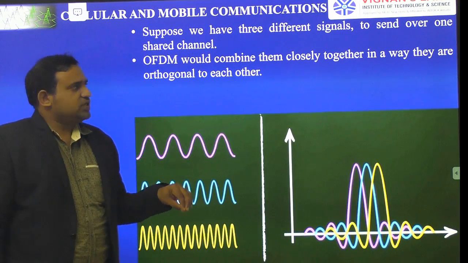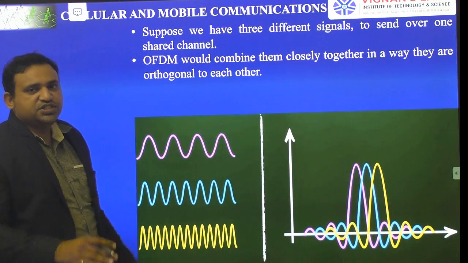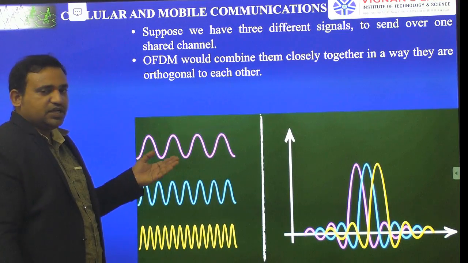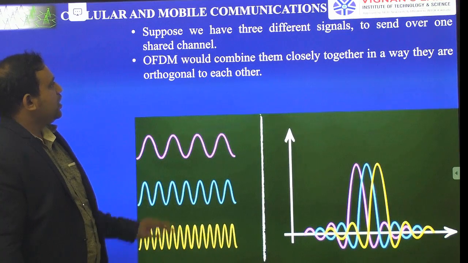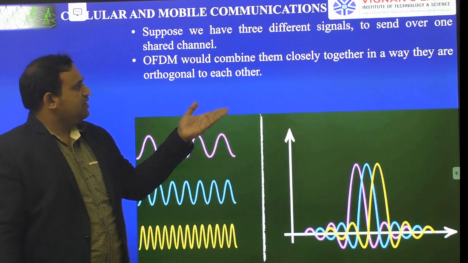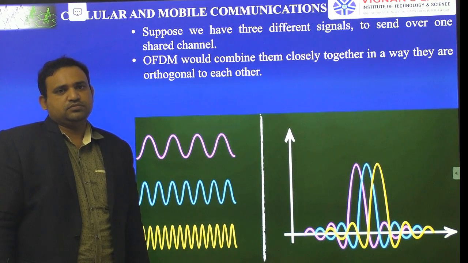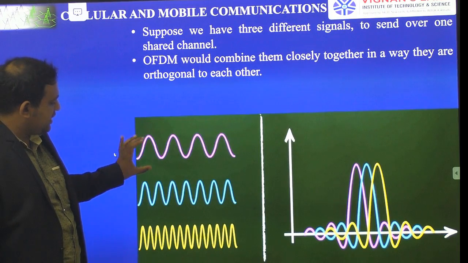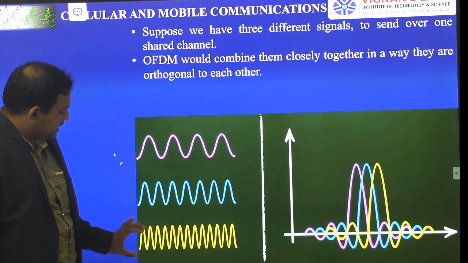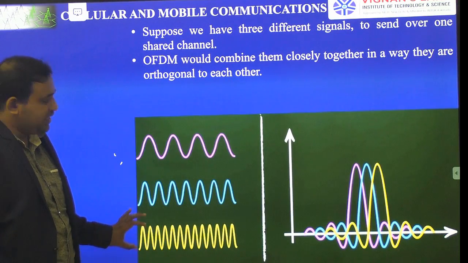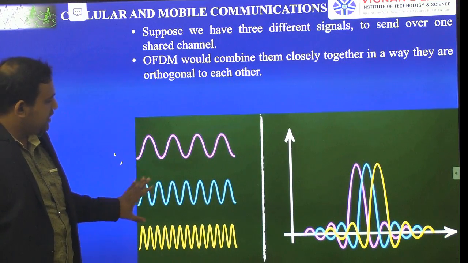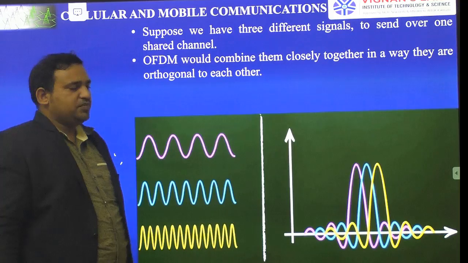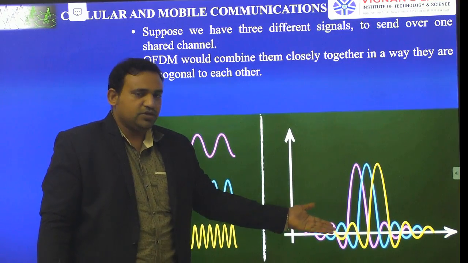Let us suppose there are three different signals to send over one shared channel. OFDM would combine them closely together in a way that they are orthogonal to each other. There is a pink signal here, a blue signal here, and a yellow signal here. I am just representing them by color. The three signals have different frequencies, and we are transmitting them in a channel, orthogonal to each other like this.